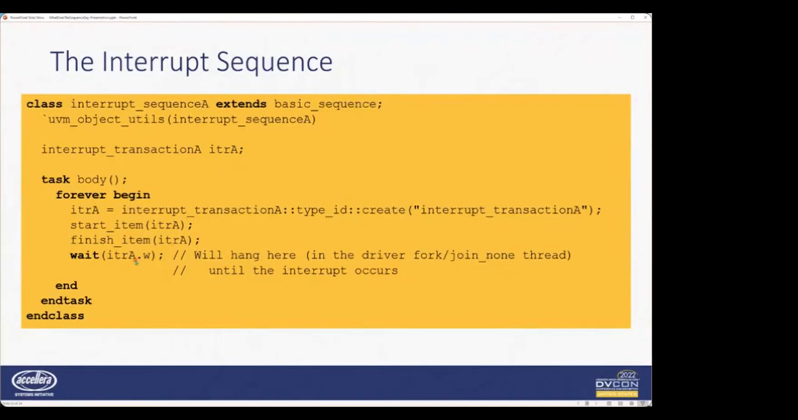And then it's going to wait, and it's going to hang here until the driver signals using that event, that flag. So what's going to happen is this interrupt sequence will wait until there's an interrupt, and then it will continue processing. So you could put some other processing after this, and it'll reset after that. So this interrupt sequence will wait until it gets an interrupt, and then you can put processing in here.